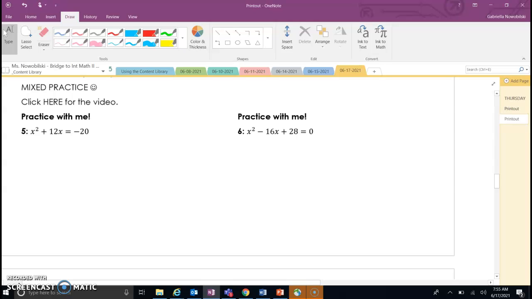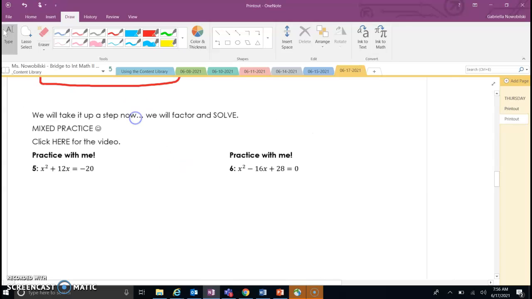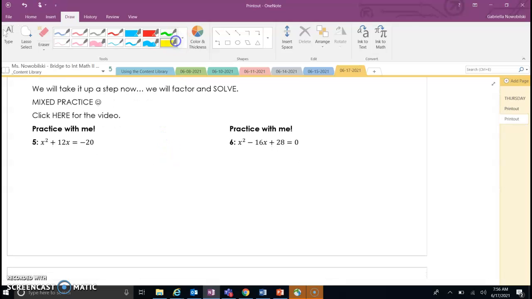Okay, so number 5, again, we're going to practice together here. And the one additional step here, again, if you read through the directions for this one, it says to factor and solve. So we're going to want to solve it as well.